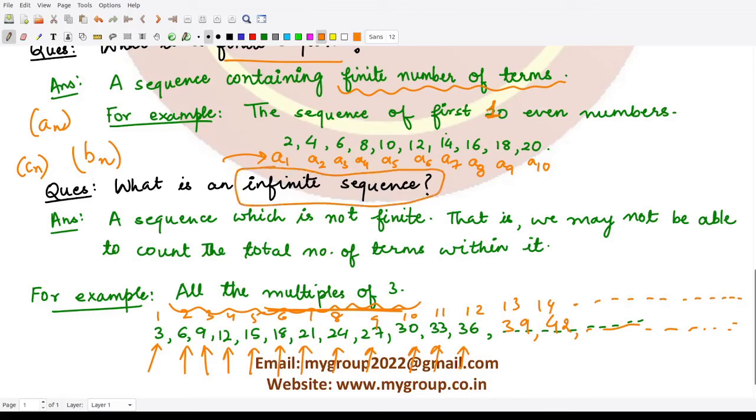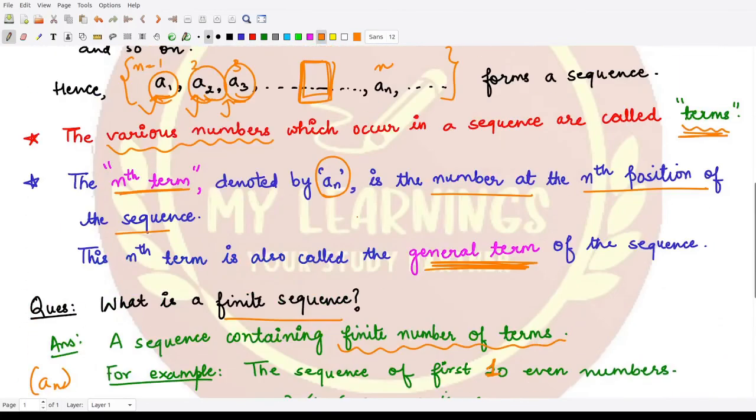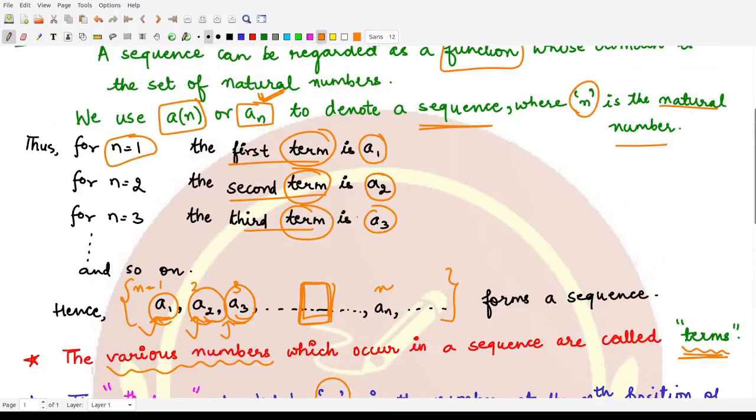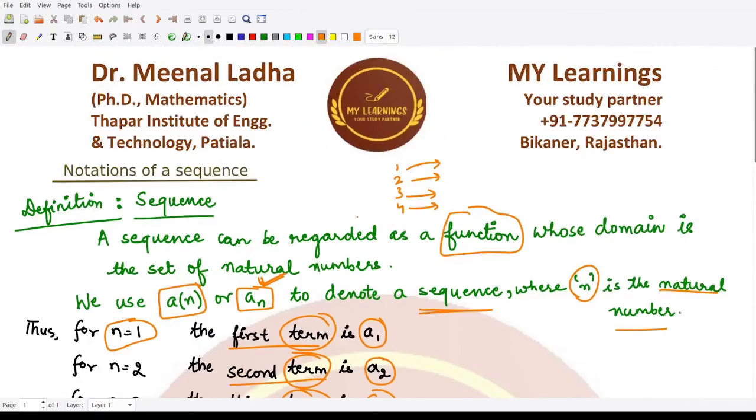I hope you understood what a finite sequence and an infinite sequence are, what the nth term of the sequence is, and in general what the terms of the sequence are. In the next video we'll be solving a few questions based on these things. I hope you understood this one.